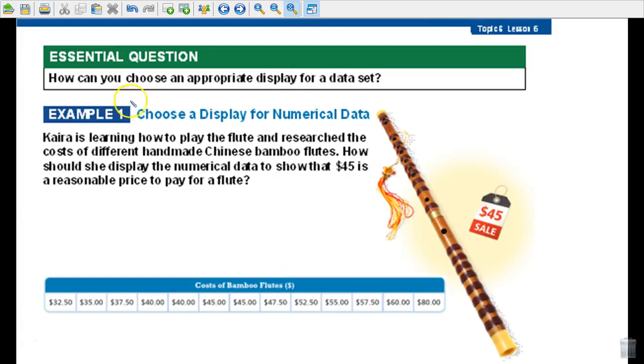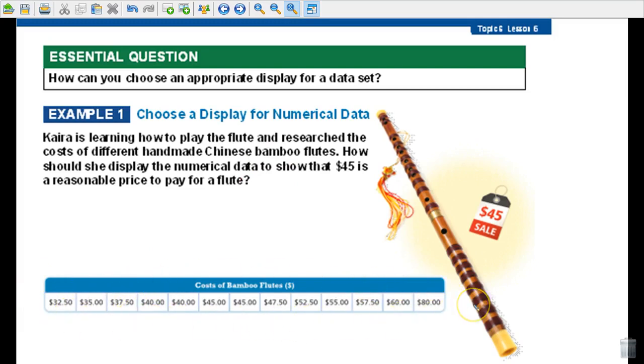Okay, example 1, choose a display for numerical data. Kara is learning how to play the flute and researches the costs of different handmade Chinese bamboo flutes. How should she display the numerical data to show that $45 is a reasonable price to pay for a flute? So here we have all the flute prices in order, okay?